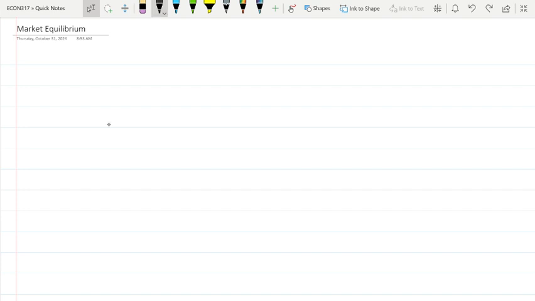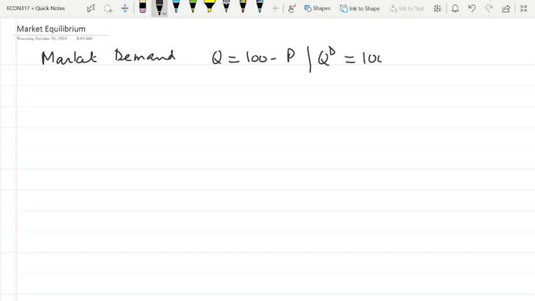So let me write down the market demand, given by Q equal to 100 minus P. I could write Q superscript D to show demand, just to be more precise, and then we will have market supply, Q is equal to P, or I could write Q subscript S to be equal to P to be more precise, that it denotes supply.